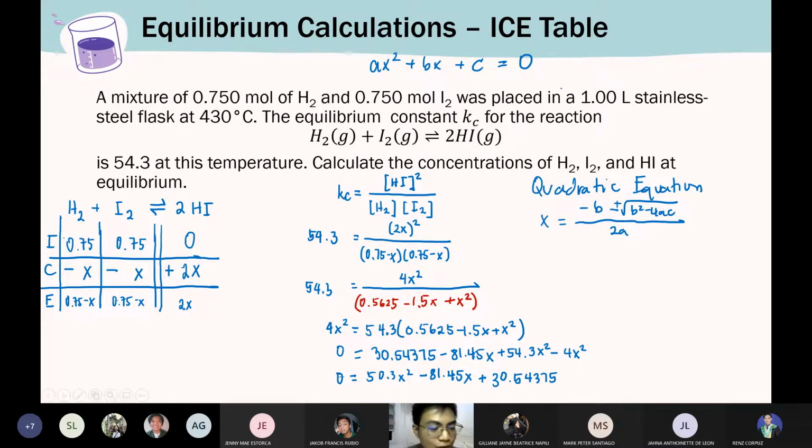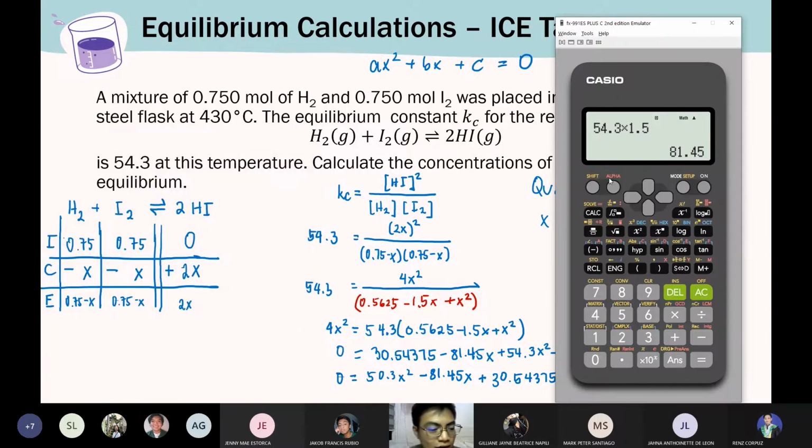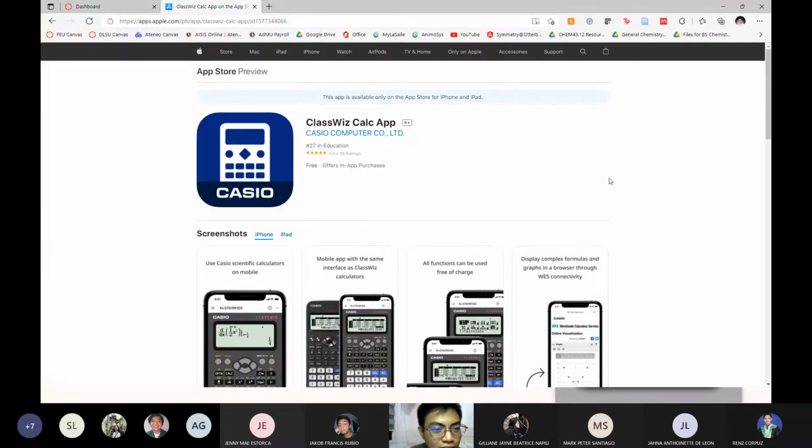That's why I'm urging you to have calculator na Casio. So, ito talaga yung pinaka-reason bakit gusto namin ganito yung calcu nyo. Okay? So, such as this one. Kaya kung wala kayo niyan, download na kayo, Casio ClassWiz Calc app.